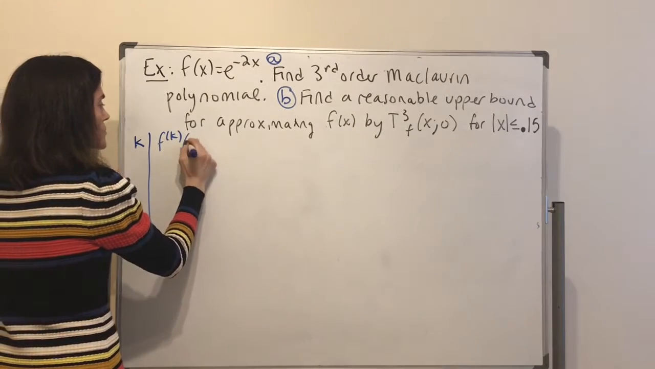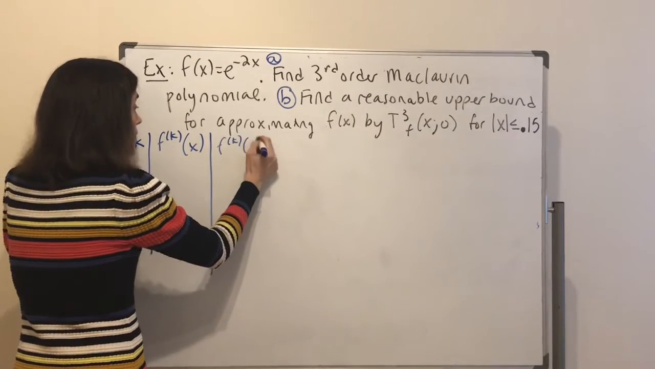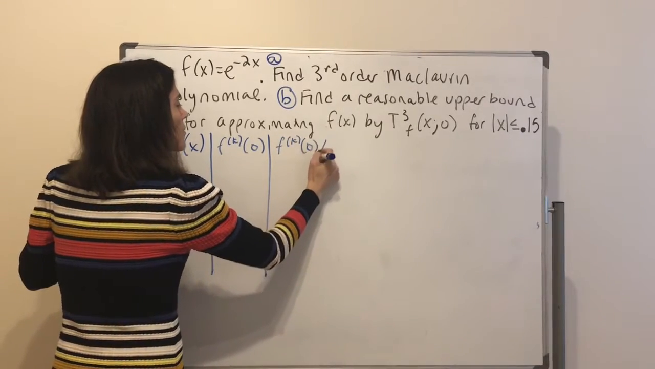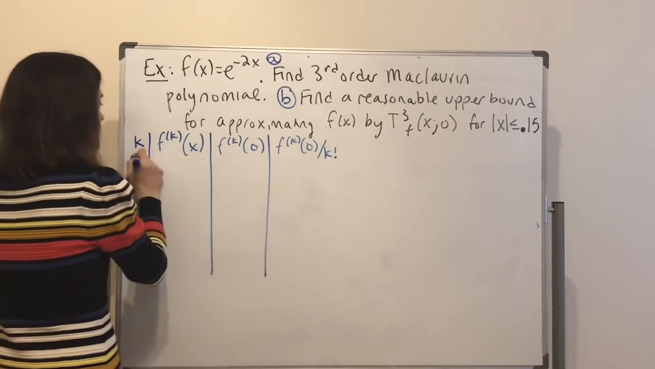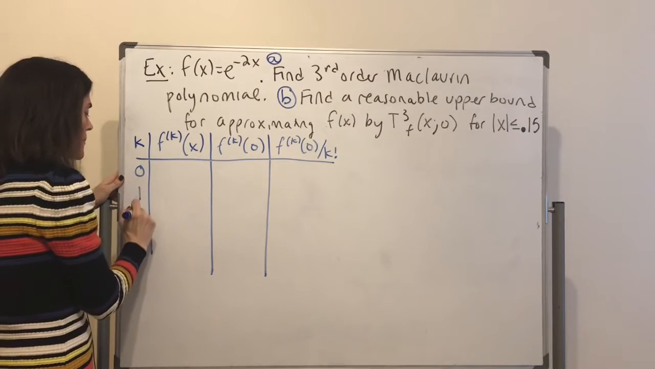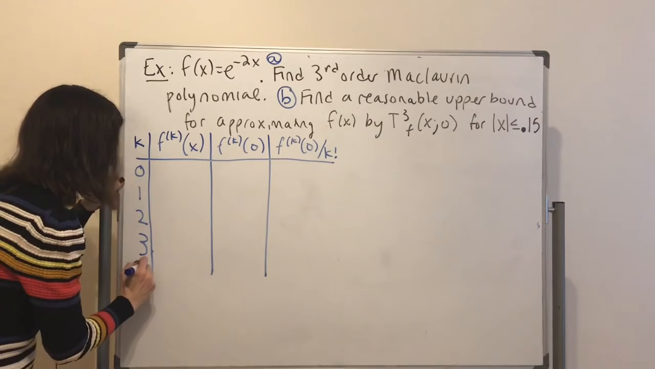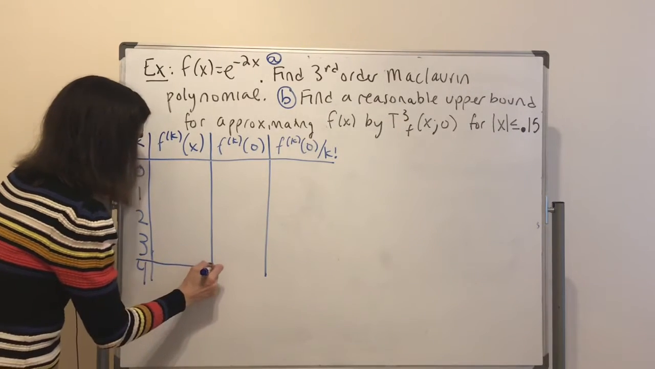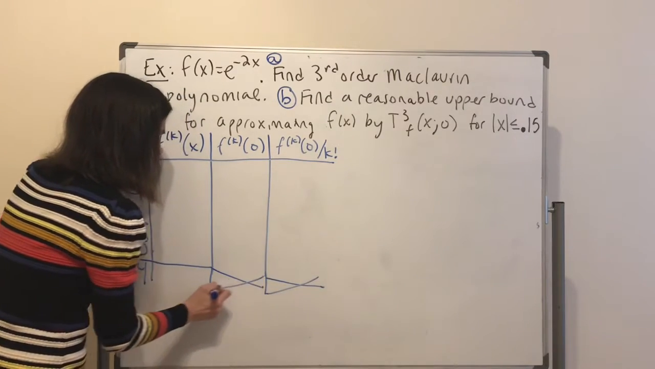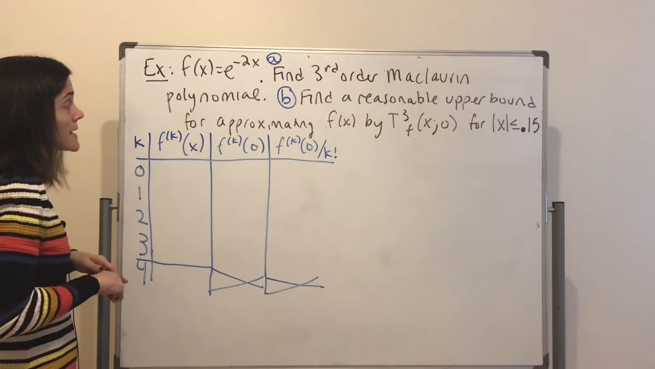We take the kth derivative. We take the kth derivative at 0, and finally the kth derivative at 0 over k factorial. Okay, I'm doing third order, but I look ahead and I see I need error, and so I will go ahead and take that fourth derivative, but then not fill in this part for k equals 4. Okay, and this is an exponential.